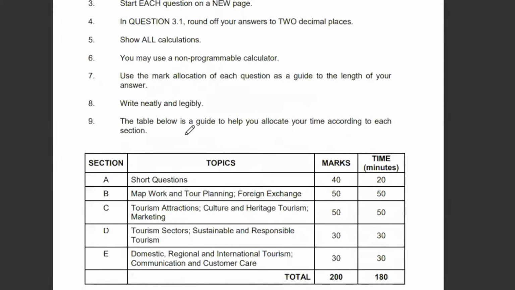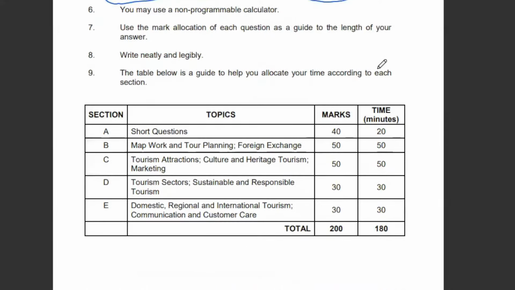When it comes to questions which involve calculations, you are always reminded to present your answers correct to 2 decimal places. You must always bear that in mind. All steps used in calculations should be shown in detail. You may use a non-programmable calculator, which is allowed. Also stick to the mark allocation for each specific question, and write neatly and legibly.